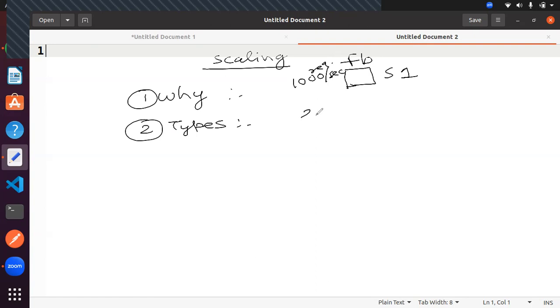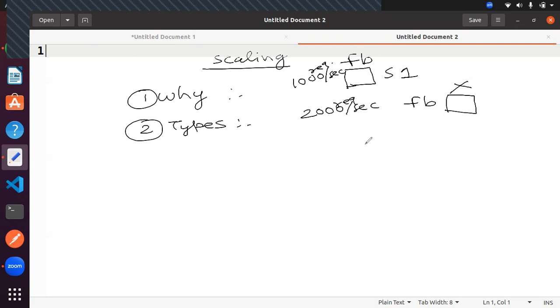If 2,000 requests come, more than 1,000 requests, at that time this application will fail. Facebook gives some kind of error, page not found, or some other error. At that time it will fail. To handle this situation, scaling comes into the picture.